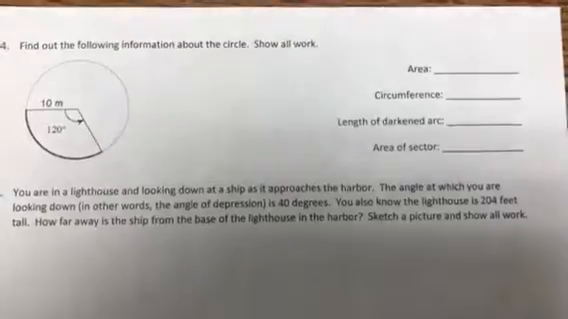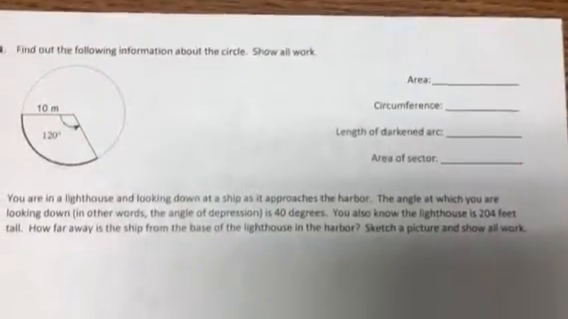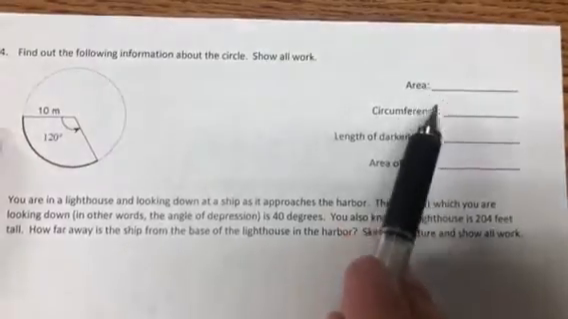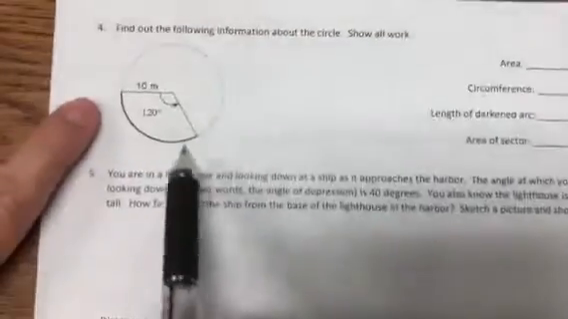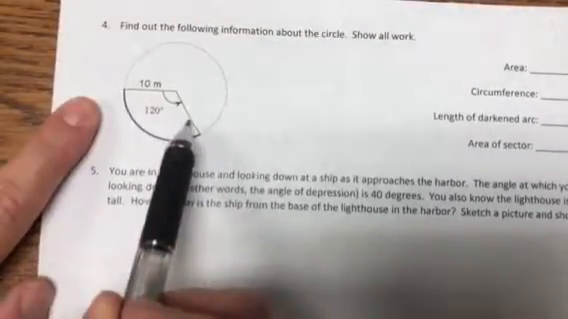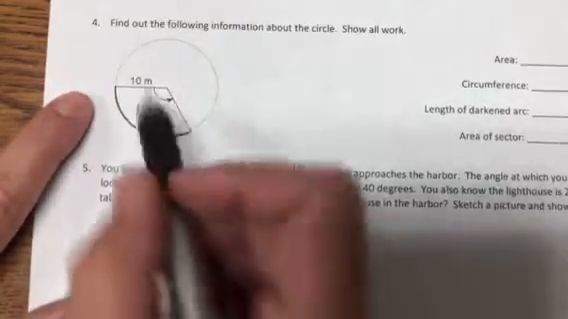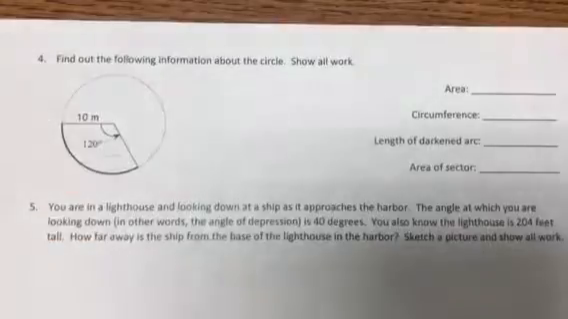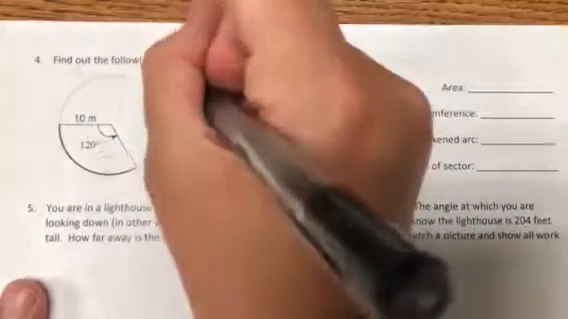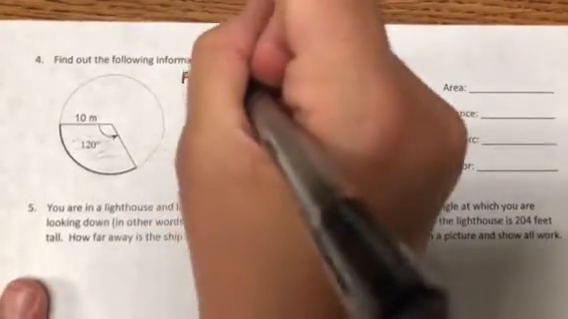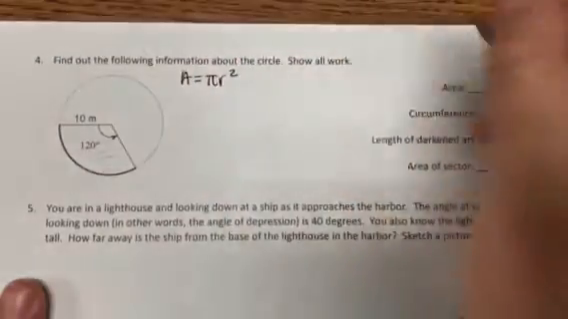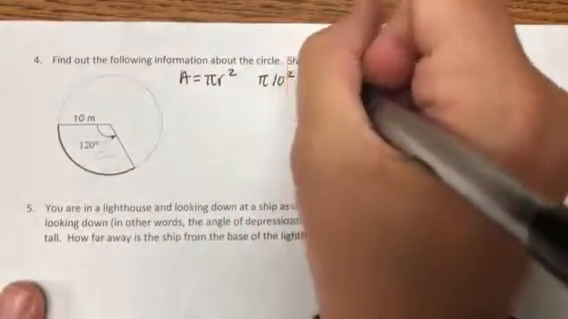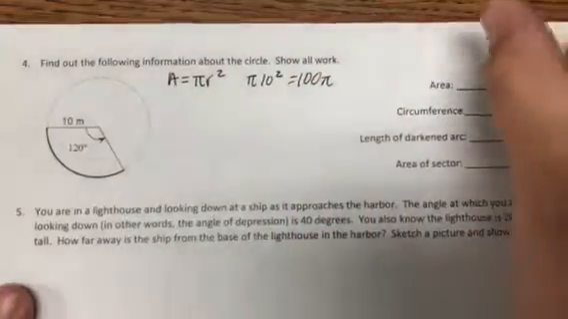On the back, problem 4, we are finding out the information about the circle: the area of the circle, the circumference of the circle, the length of the darkened arc, and then also the area of the sector. And let's go ahead and say it's that sector. So remember, area of a circle is pi r squared. Our radius is 10, so it's pi times 10 squared, which is 100 pi.